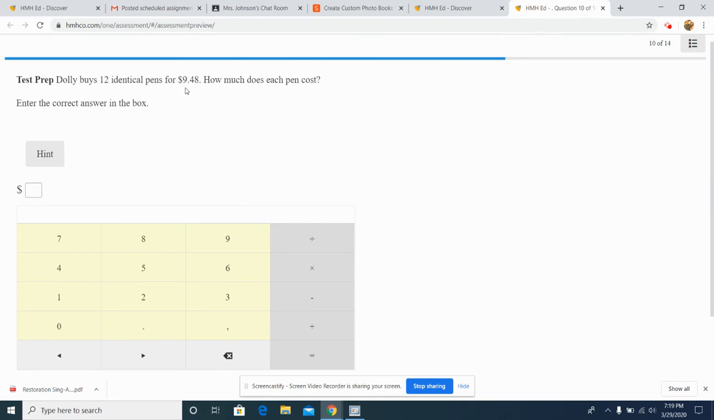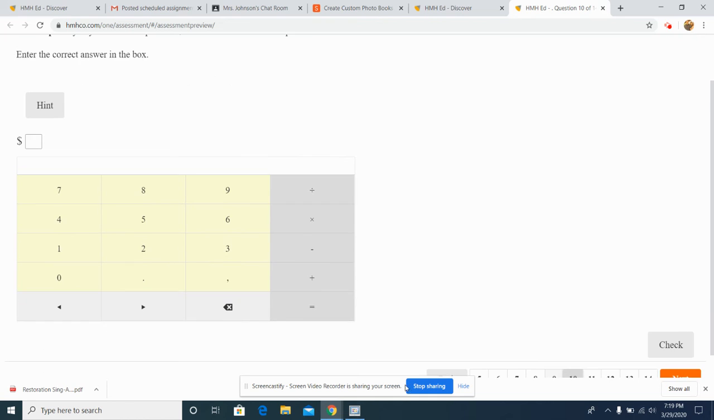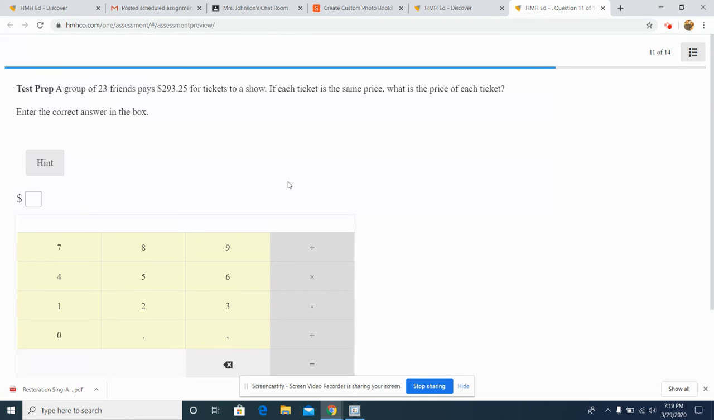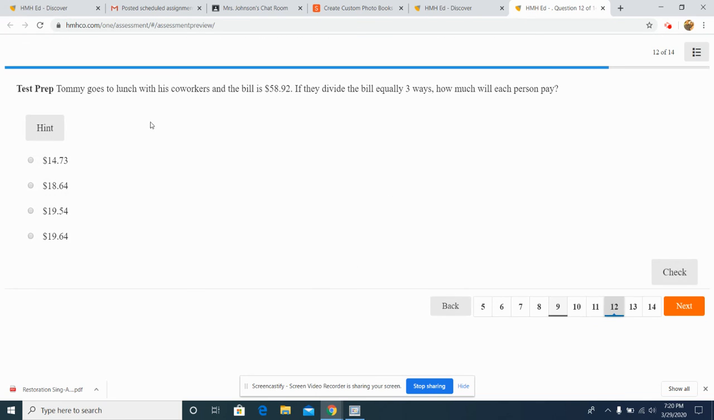Dolly buys 12 identical pens for $9.48. How much does each pen cost? So what are we going to do? We're going to divide $9.48 by 12. Okay. Next, a group of 23 friends pays $293.25 for tickets to a show. If each ticket is the same price, what is the price of each ticket? So that means that we're going to take this whole and we're going to divide it amongst 23 friends. Okay. And Tommy goes to lunch with his coworkers and the bill is $58.92. If they divide the bill equally 3 ways, how much will each person pay? So we're going to take this number and we're going to divide it by 3.